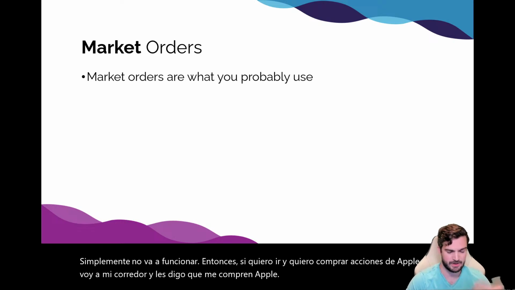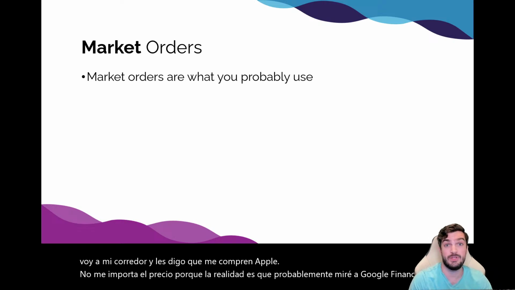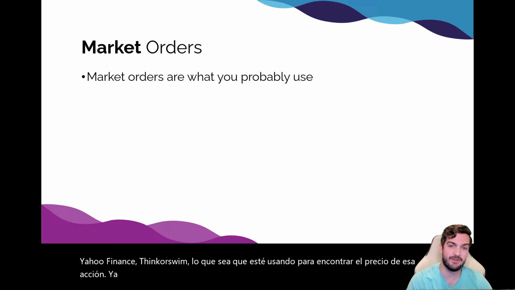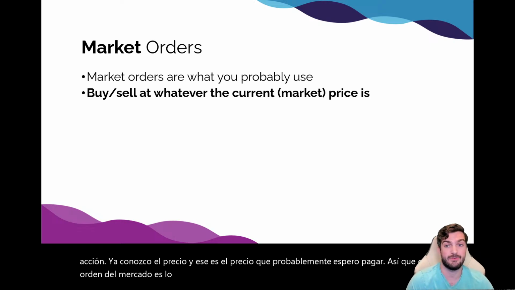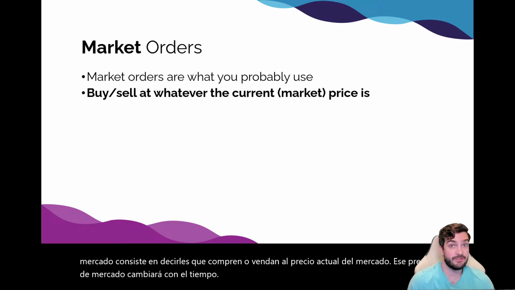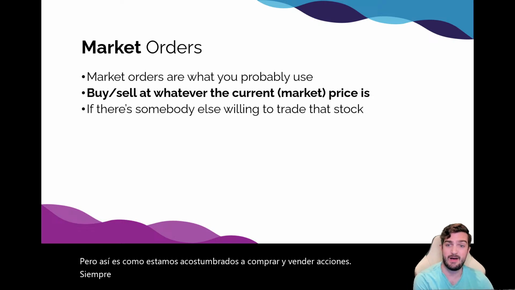I don't care what price, because the reality of it is, I probably looked at Google Finance, Yahoo Finance, Thinkorswim, whatever I'm using to find the price of that stock. I already know the price, and that is the price that I probably expect to pay. So a market order is you telling them, buy or sell at whatever the current market price is. That market price will change over time, but this is how we're used to buying and selling stocks, as long as there is somebody else willing to be the other part of that trade.